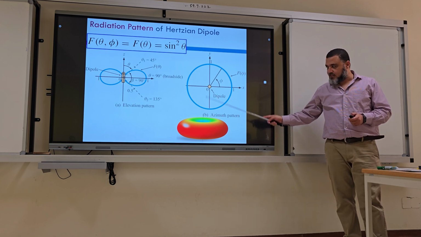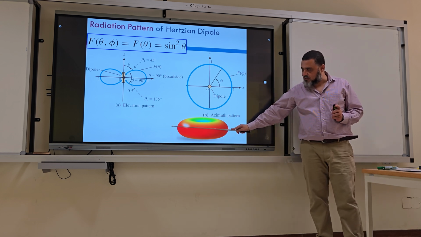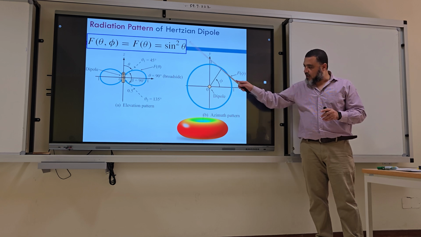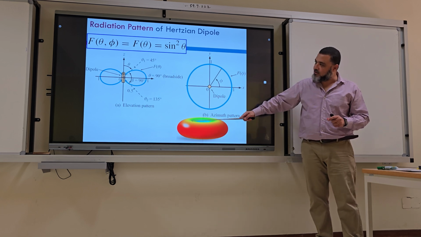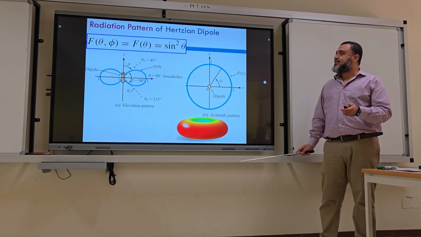Okay, so in the center there's nothing. If you take a cut in this plane, what should you see? You will see a circle, non-directional. If you take a cut in any vertical plane, what will you see? If you take a cut here or here or here, anywhere, you will see this. This is the radiation pattern of the Hertzian dipole.